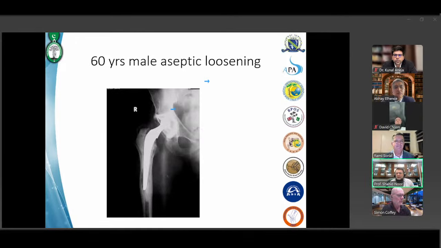So a cemented Charnley type of implant, implanted correctly, lasts for many years, and then aseptic loosening. Abhay, can I come to you, please?